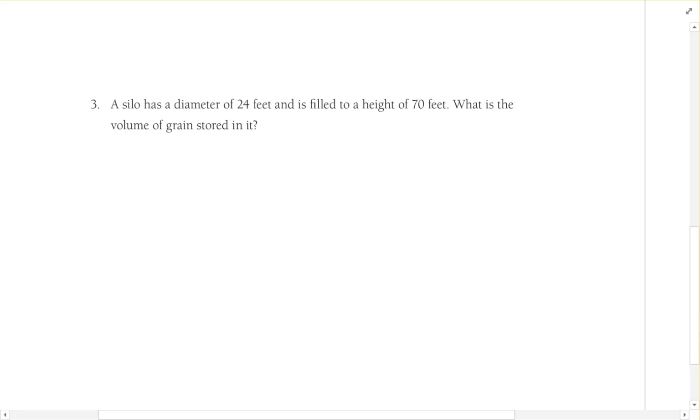It says a silo has a diameter of 24 feet and is filled to a height of 70 feet. What's the volume of grain stored in it? So again, it's just a cylinder. Just make sure you recognize that you're dealing with a diameter instead of a radius there. And then that's going to be it. So go ahead and answer number 3 now.